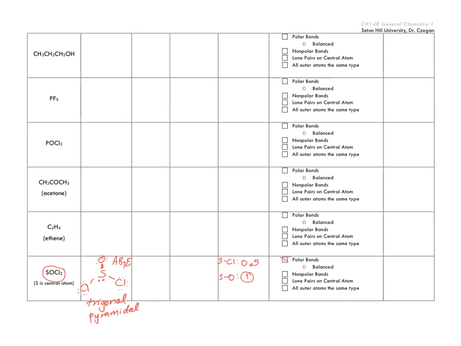So we have polar bonds. We have lone pairs on the central atom. All the outer atoms are not the same type. And so can we say, are our polar bonds balanced? Well, there's a chlorine on both sides, so they kind of balance out, but there's nothing on the opposite side of the oxygen, so those are not balanced. So no. What do you think? Do you think this one is going to be polar or non-polar?